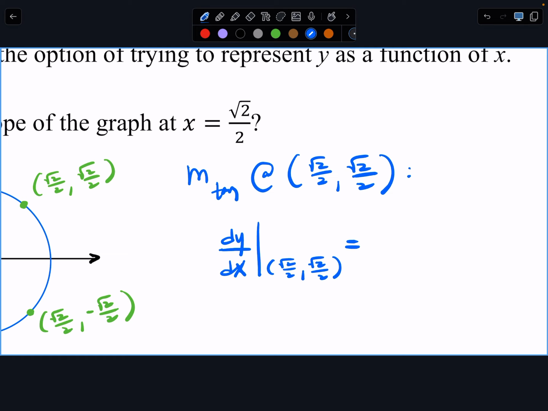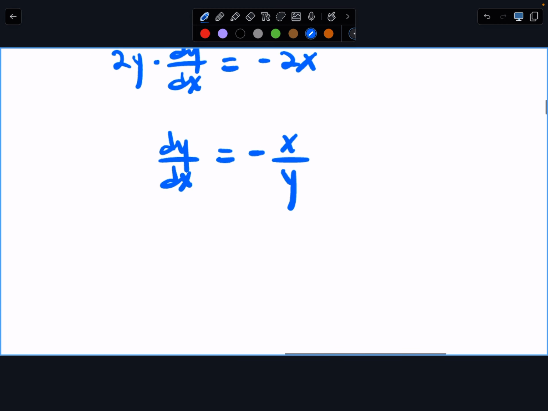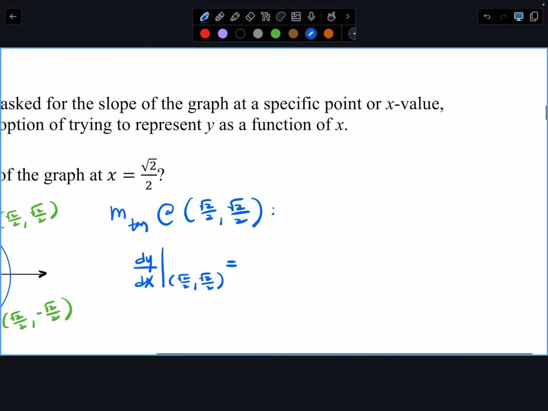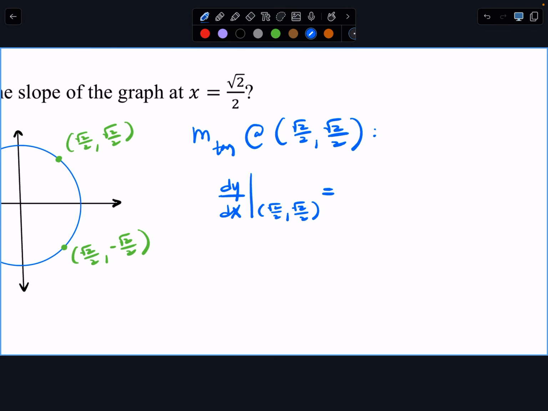And the reason I'm writing the whole point and not just x equals root 2 over 2 is notice that in our formula for dy over dx, we have x and y. I see. Okay, so how do you know to find it at root 2 over 2 comma root 2 over 2, not root 2 over 2 comma negative? We're going to do both. Because the question says, what is the slope of the graph at x equals root 2 over 2? So there are two answers to that question. Oh, right, because it's not a function. It's not a function. Vertical line test.